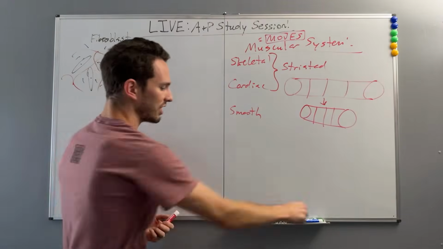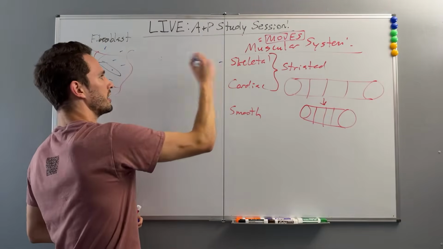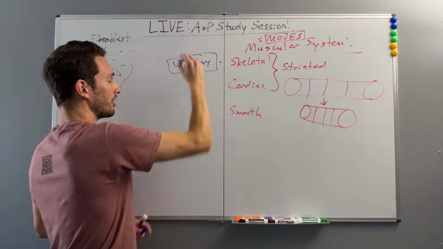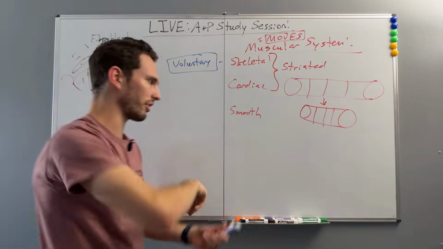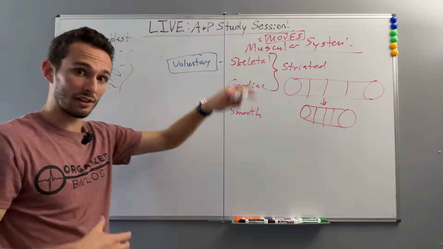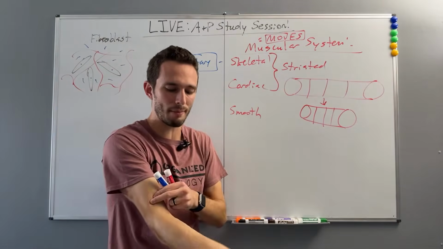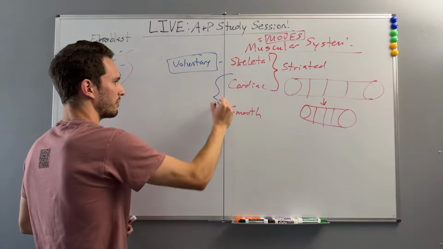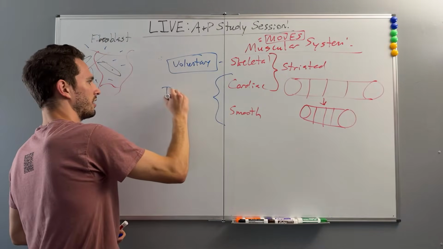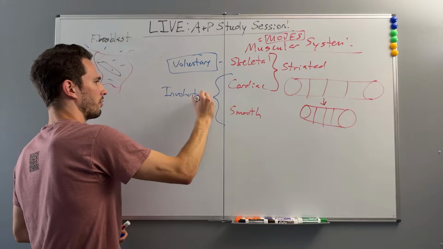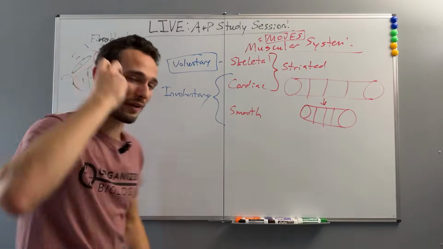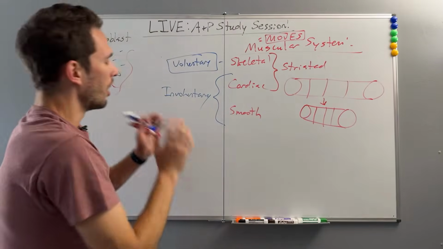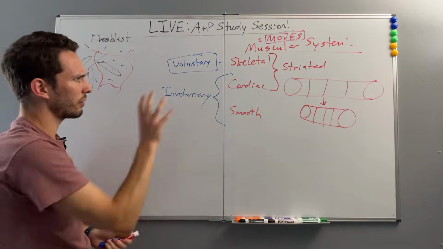Now, the main difference you guys could probably guess is that skeletal is voluntary. We have regions of our brain that can innervate it voluntarily. So it's a conscious thought. I want to contract my bicep. I can think about that and do it. Whereas cardiac and smooth, we're talking about the intestines and the heart, these are involuntary. They're controlled by other regulatory processes that we don't have direct conscious control over. Make sense? Okay, and I think that's what I wanted to talk about there.